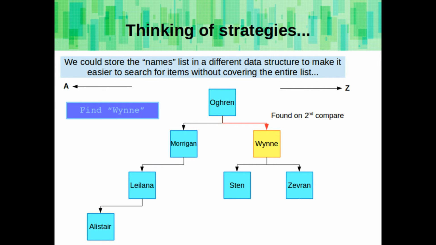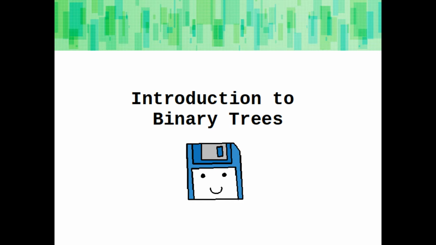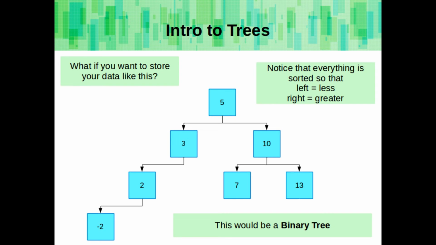Or we could store the list of names in a different data structure to make it easier to search for items without covering the entire list every time. What if you want to store your data like this? Notice that everything is sorted so that on the left would be less than the node, and to the right would be greater than the node.